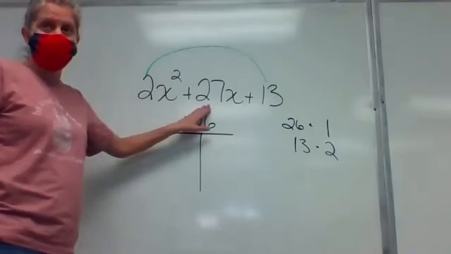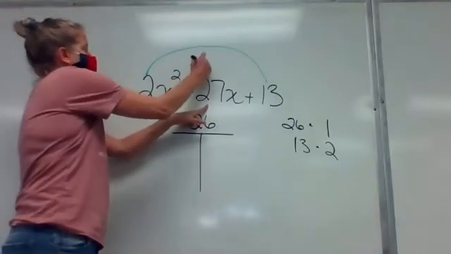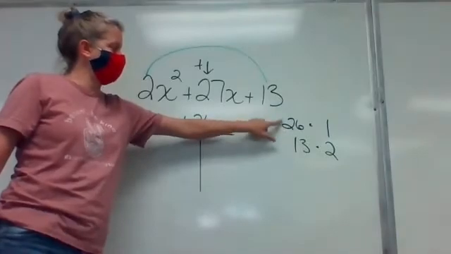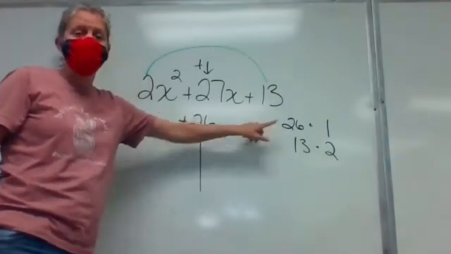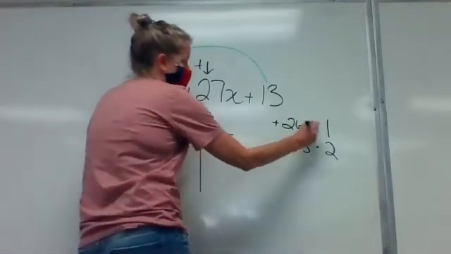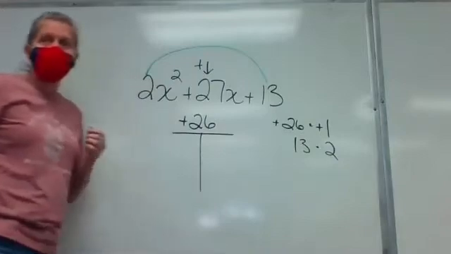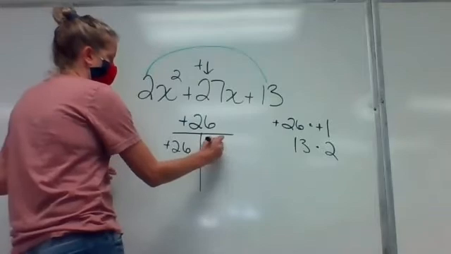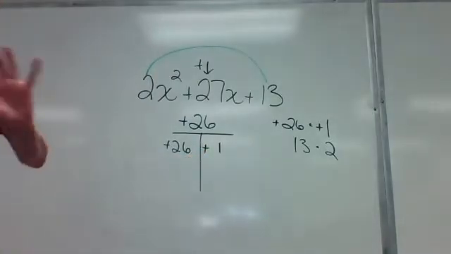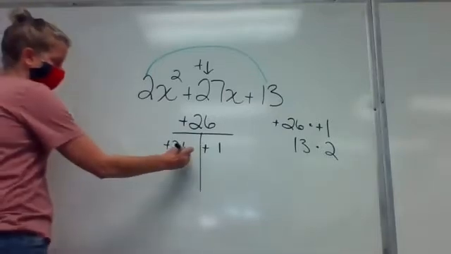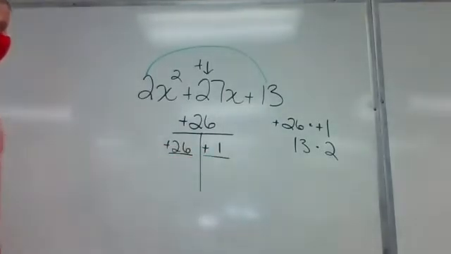Still looking for the pair that adds to the middle number. Always looking for the pair that adds to the middle number. Which one of these pairs adds to 27? 26 and 1 does. Both positives, right? If I'm going to multiply to equal positive 26 and add the same numbers together and equal 27, I need a positive 26 and a positive 1. Just stay with me on the process. We're going to do a lot of these to get more comfortable with it.